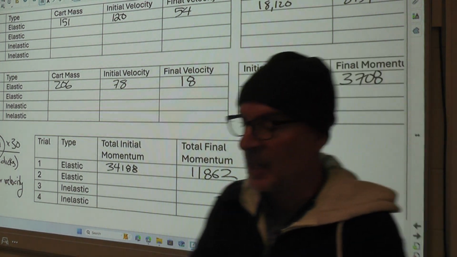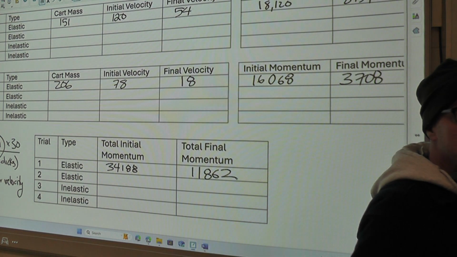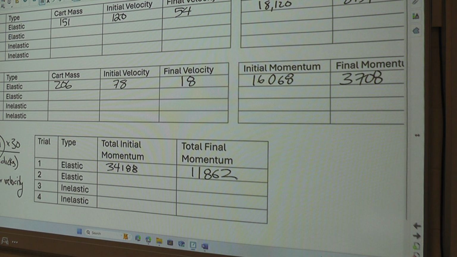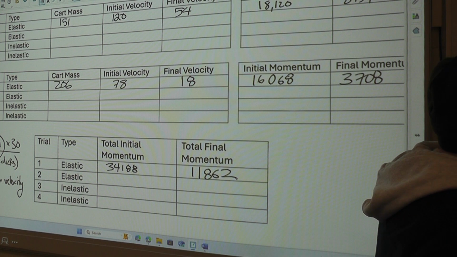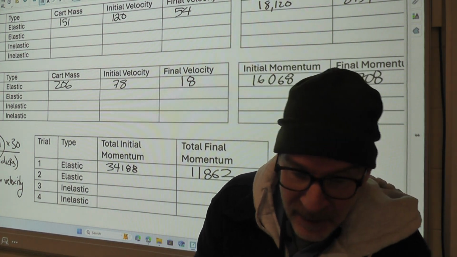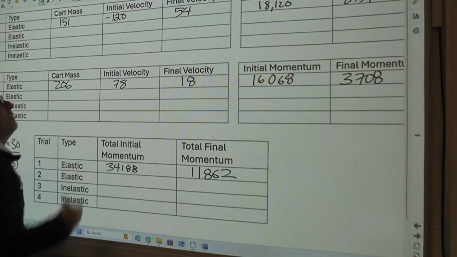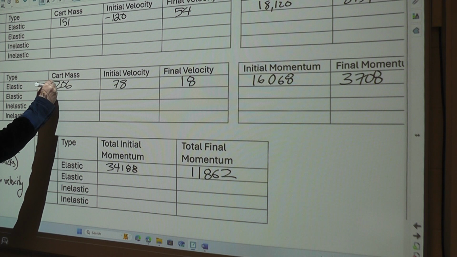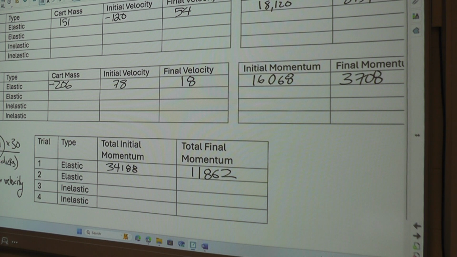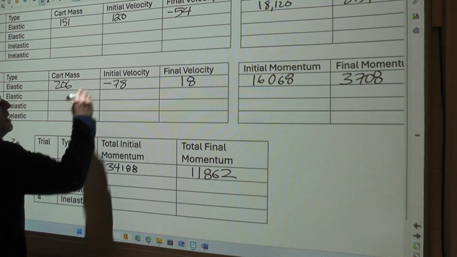We have to make some adjustments. And luckily, most of them are going to be pretty easy. Before the collision, Sam's cart was moving to the left. It had a negative velocity. After the collision, Trey's cart was moving to the left. It had a negative velocity. That means that this velocity here should have actually been negative, and this velocity here should have been negative. That's cart mass. Oh, yeah, thank you, sorry. Hang on.